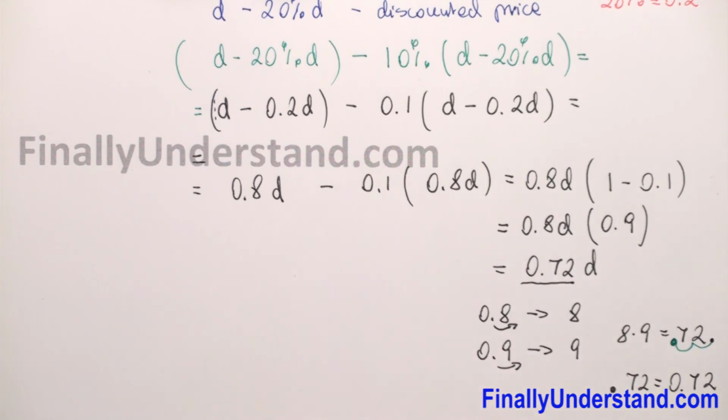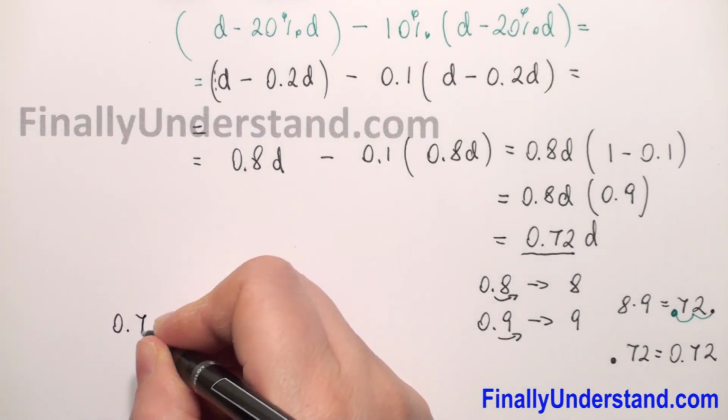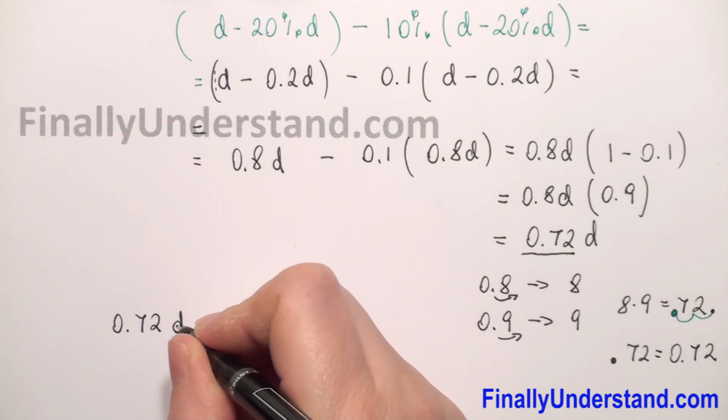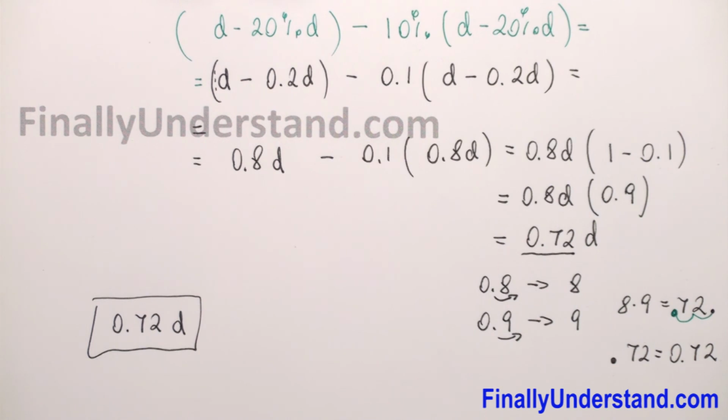So this is my solution. The staff member will have to pay 0.72 times D. D is the price at the beginning of the washing machine. This is my solution.